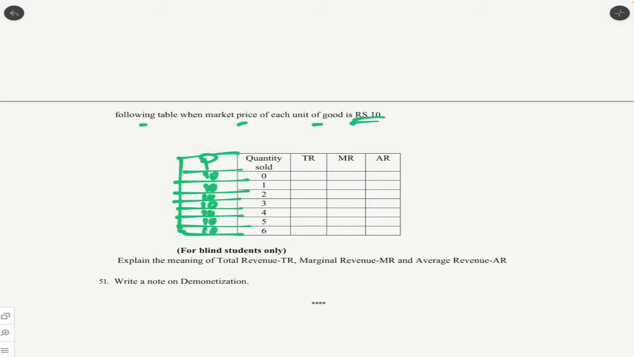So what happens now is, what is total revenue? Let us write down the formulas. So total revenue is equal to, let us call this Q, so it is P into Q. Very simple. So 10 into 0 is 0. 10 into 1 is 10. 10 into 2 is 20. 10 into 3 is 30. 10 into 4 is 40. 10 into 5 is 50 and 10 into 6 is equal to 60.